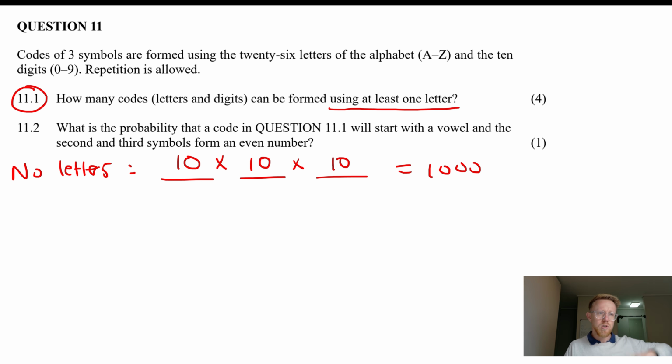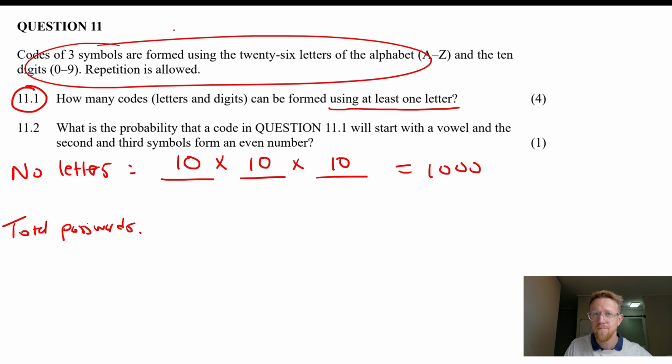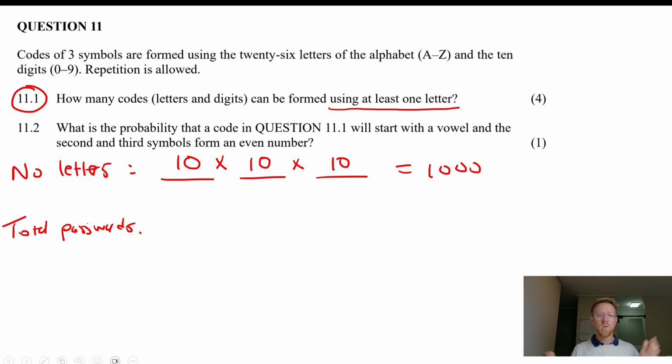The next thing I would ask you to calculate is, what is the total number of passwords that we can make for this entire system over here? Like in total, how many passwords can we actually make?